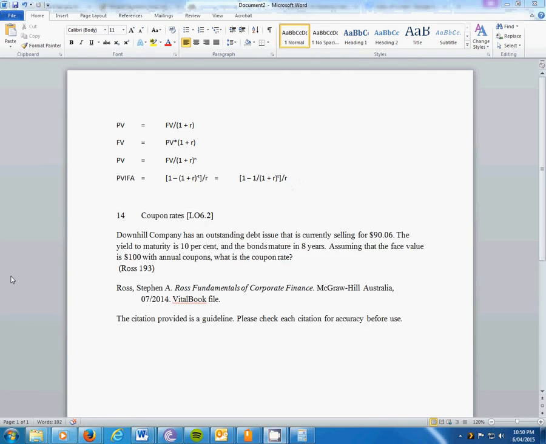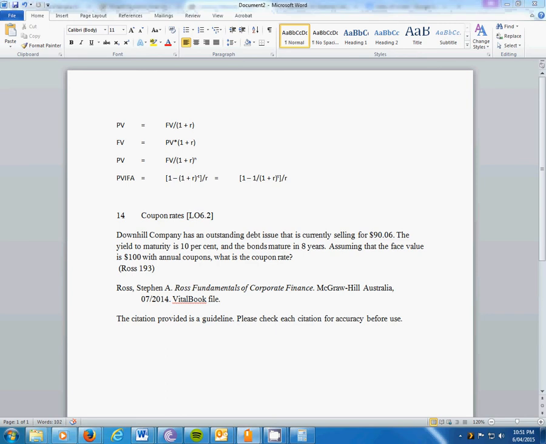So let me grab this example here. This is question 14 of chapter 6 in the e-text, and alright, how are we going to work this out? We've got Downhill Company, its value is 90.06, and the yield to maturity is given to us, it's 10%. Not one of those tricky ones where we have to do trial and error to get the yield to maturity. The bonds mature in 8 years, assuming the face value is $100 with annual coupons. What's the coupon rate? Okay, so let's build up this equation.